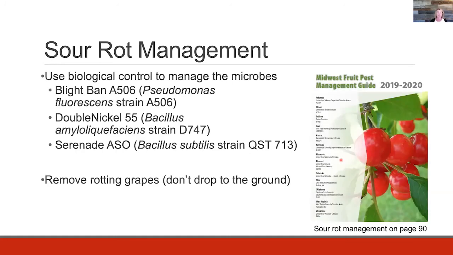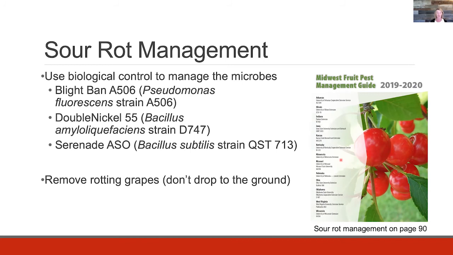Okay, the second step is to use a biological control to manage the microbes. So these are the acetic acid bacteria and the yeast. There are three different types of biocontrols that have been tested. Most of this work was done by Megan Hall when she was at Cornell. She's found that Blight Ban, which is a Pseudomonas, Double Nickel, which is a Bacillus, and Serenade, which is a Bacillus, work well to control these microbes. There's also recommendations for Oxidate. I'm not a big fan of Oxidate, but it can also be used in the rotation.